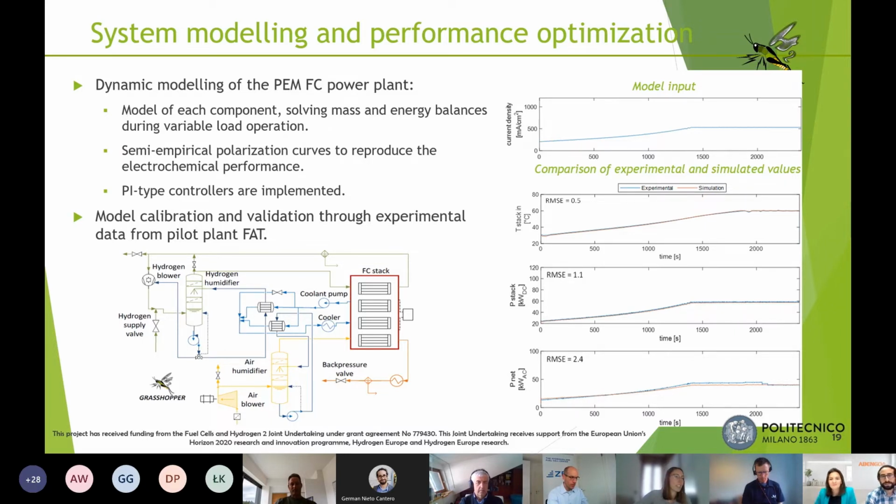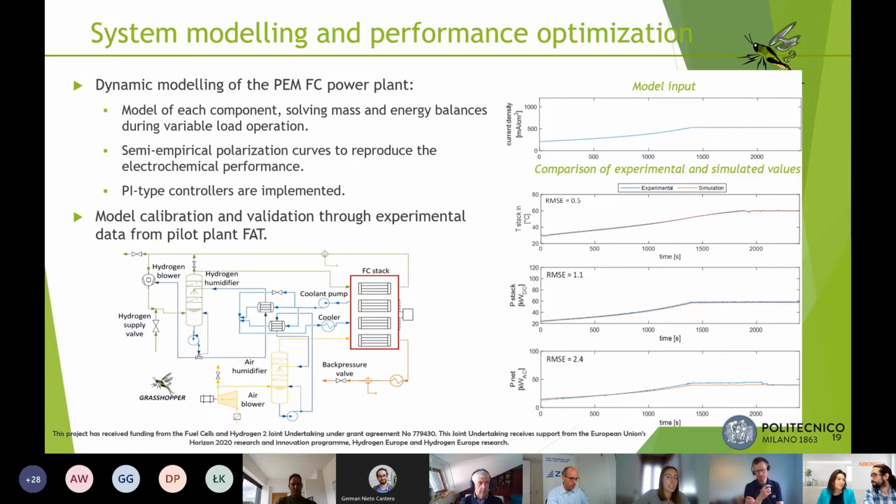So as Maria said, at Politecnico di Milano we had the task to develop a simulation model of the fuel cell power plant, models that are useful to optimize the fuel cell system design and operation strategy. So I'm going to tell you something about the dynamic simulation model of the Grasshopper plant that we have developed. The model includes all the pilot plant components, and for each of them we have realized a model that shows mass and energy balances during dynamic operation of the system.